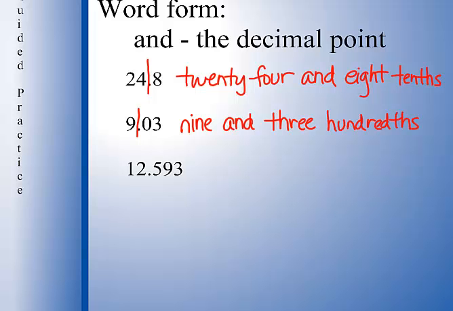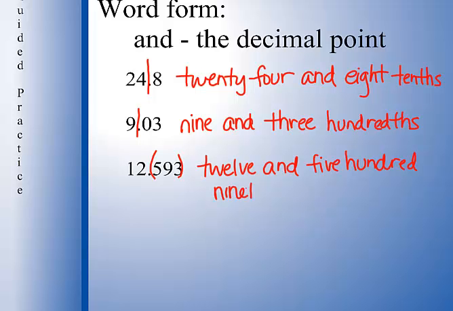And the last one we have here is 12, and this one's a little tougher. Think of reading all three of those numbers together. 593, and we end in the thousandths place.